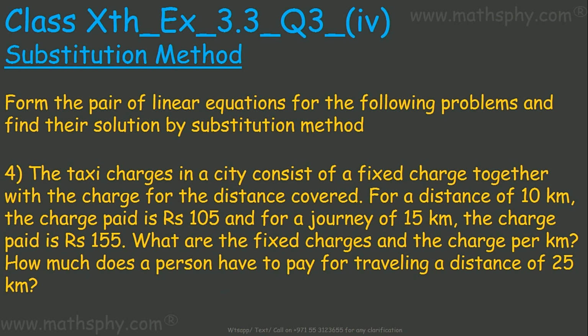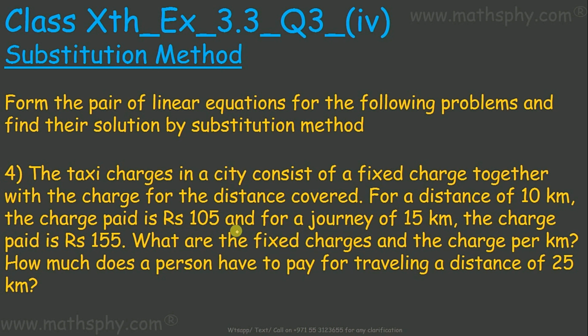This question here, it says the taxi charges in a city consist of a fixed charge together with a charge for the distance covered. Means fixed charges plus charges as per distances covered. For a distance of 10 kilometers, the charge paid is rupees 105, and for a journey of 15 kilometers, the charge paid is 155. What are the fixed charges and the charges per kilometers? How much does a person have to pay for traveling a distance of 25 kilometers? Means we have to find out fixed charge and charges per kilometer.